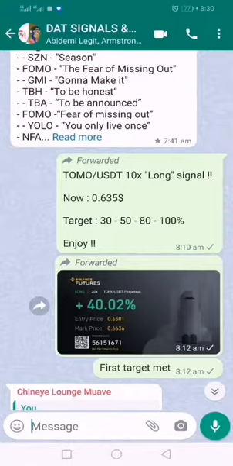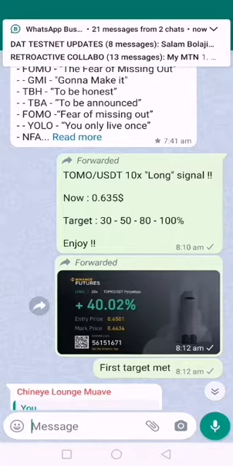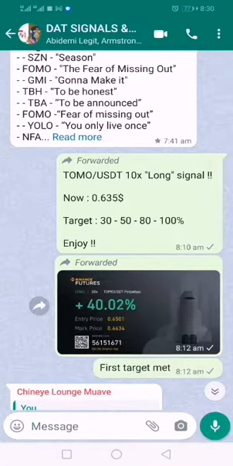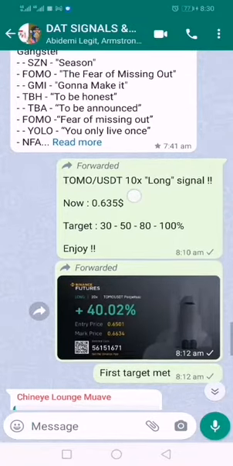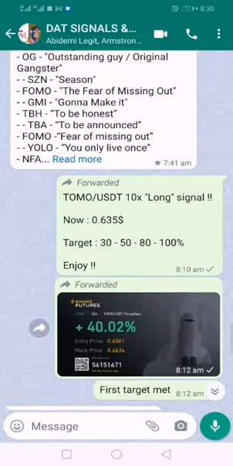Tomo here says I should use leverage of 10 times. Leverage is just like a multiplication of profit or loss. So if you're making loss, you lose 10 times. If you're making profit, you profit 10 times. So you just have to decide. This determines how fast you get liquidated or how fast you make profit.